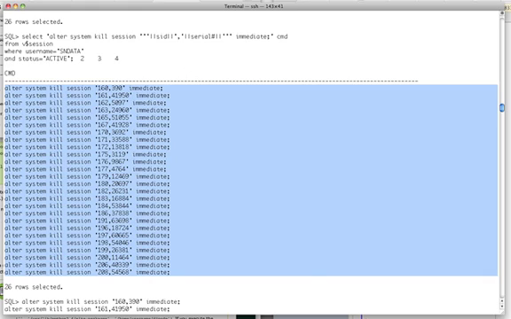So that's what I did to clear up these sessions this morning, and so I can compile it and revert to the older version.